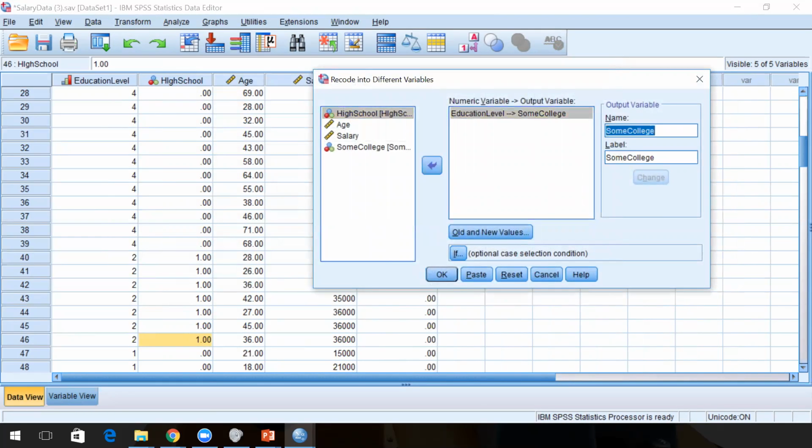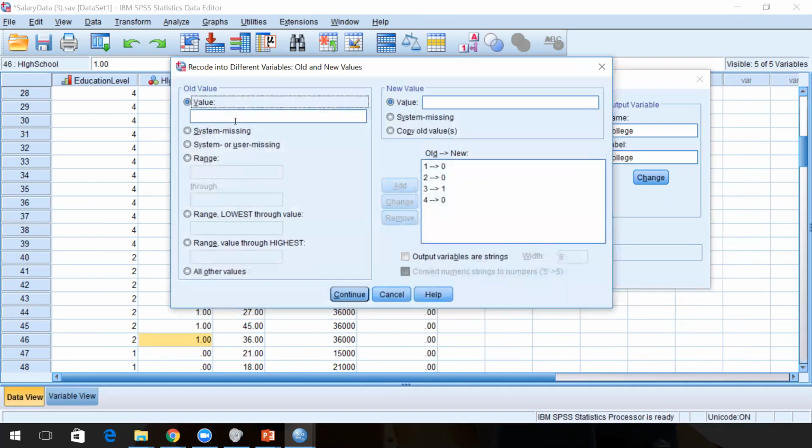I'm going to do it again, but this is going to be college. You have to make sure and change the names, because if you don't change the names, they'll just rewrite the old one with the new commands. So you want to be careful about that. I can actually keep some of these the same. 1 and 2 should still be 0. Now 3 should be 0, and 4 should be 1.